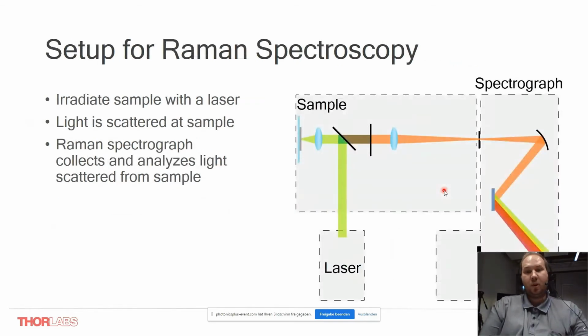Let's take a look at a typical Raman spectroscopy setup. So you start with your laser, and then you irradiate your sample. The laser light is then scattered at the sample, and you can analyze the light in a spectrograph. So you focus the light onto the entrance slit here, then you recollimate the light onto a grating, which separates the different wavelengths, and those are then detected at your sensor.